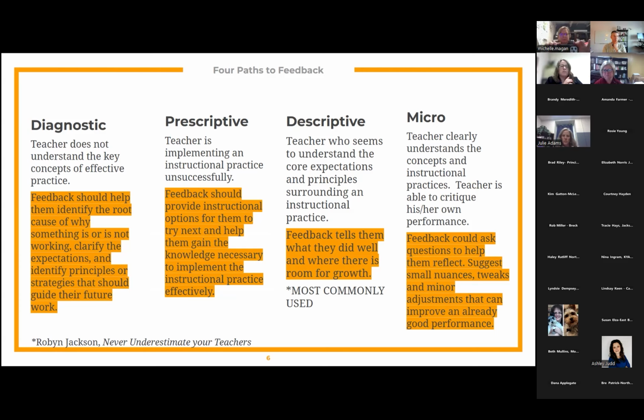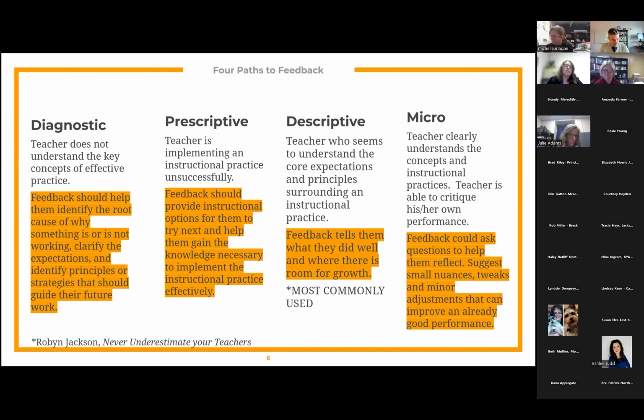So we have some teachers who need diagnostic feedback. They don't understand the key concepts of effective practice. So it should help them identify the root cause of why something is or is not working, clarify the expectations, and identify strategies that could guide their future work. Then we have good old prescriptive feedback, which should provide instructional options for them to try next and help them gain the knowledge to implement that practice effectively.